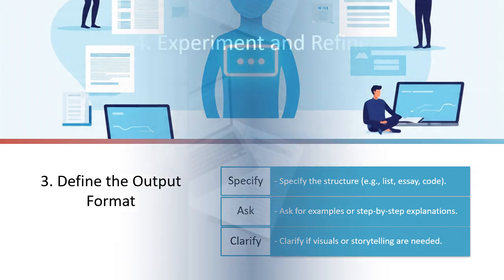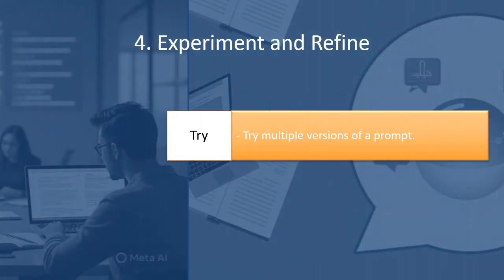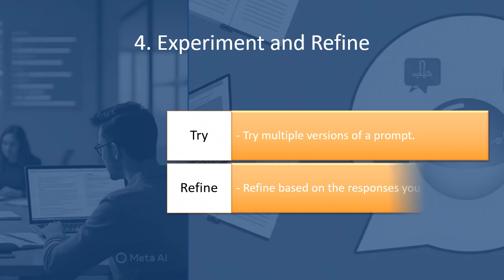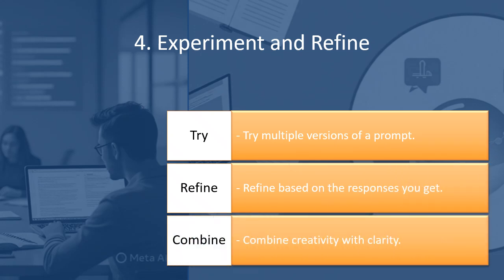Experiment and refine. Prompts don't have to be perfect the first time. Try different versions and refine them based on the results. If the first answer isn't right, adjust your wording. Think of it as a conversation. You can combine creativity with clarity until you get the best response.